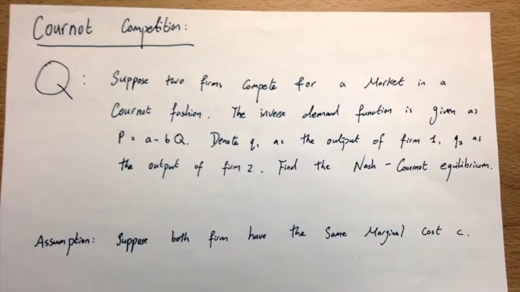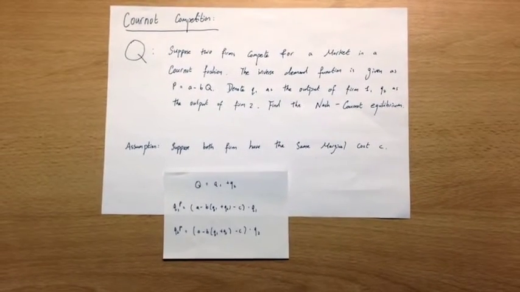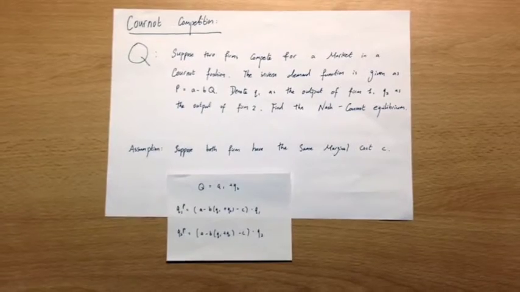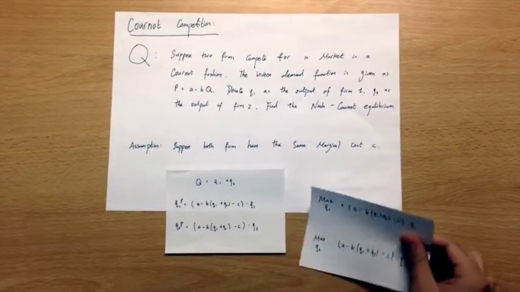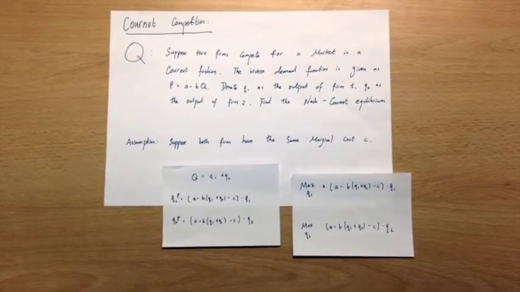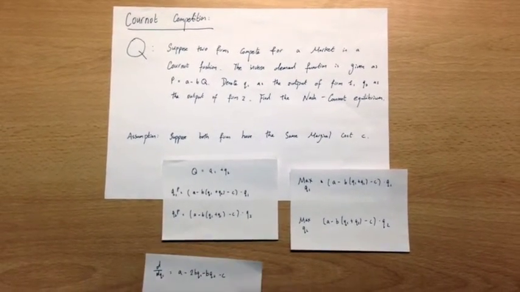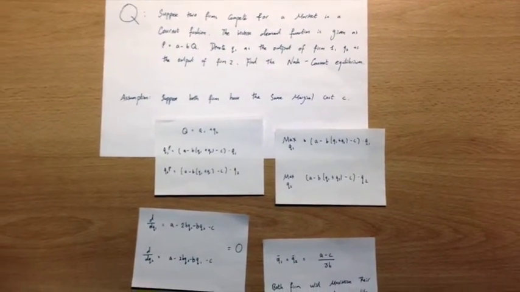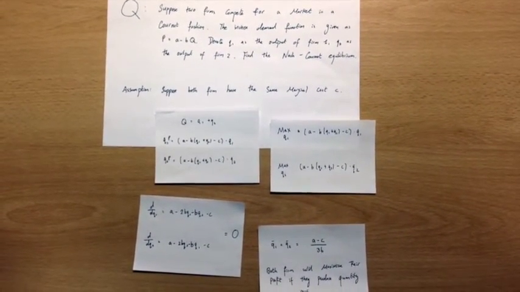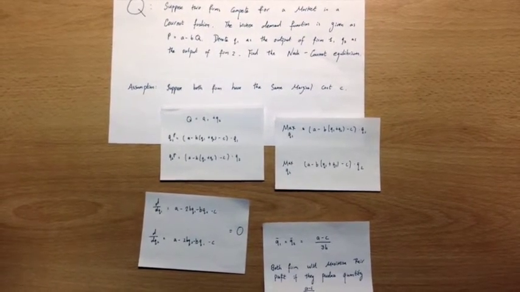I'll try an example. Note that Q is equal to the sum of their outputs, so Q1p is firm 1's profit function and Q2p is firm 2's profit function, and these are the functions we wish to maximize. If we use Newton's calculus, we could work out their critical point, in which we get Q1 equals Q2 equals (A - C) over 3B, and these are the outputs they should produce to maximize their profit.